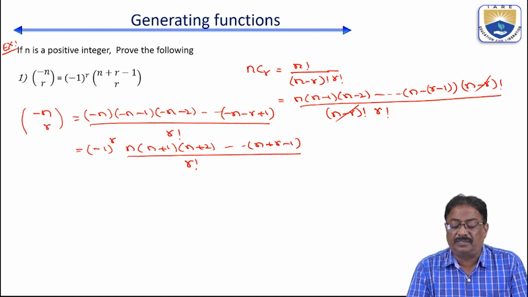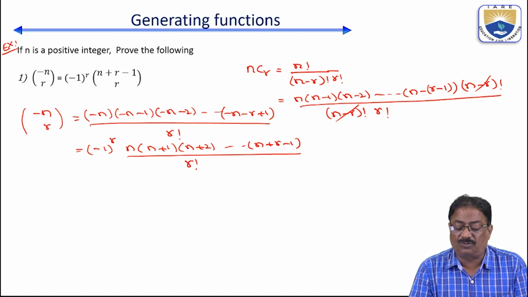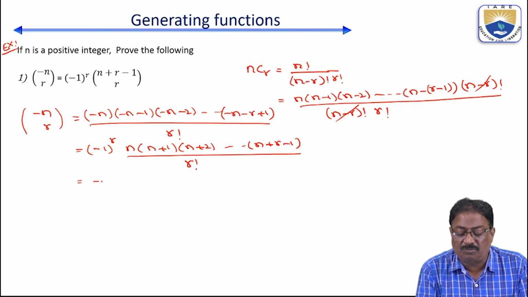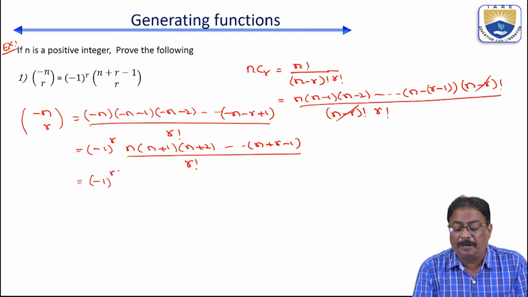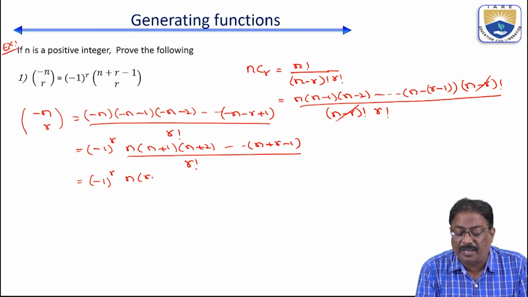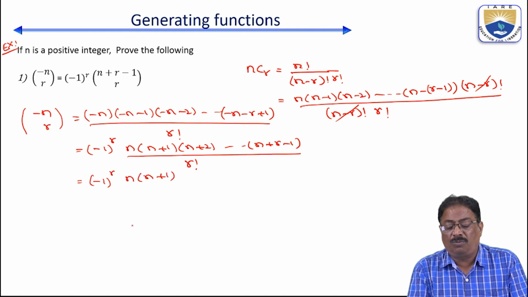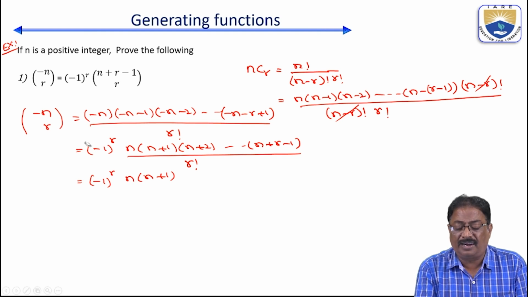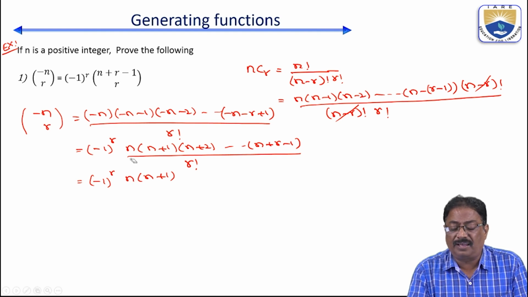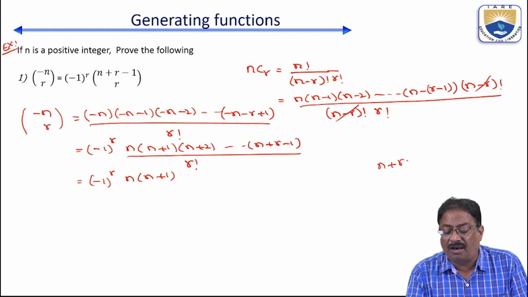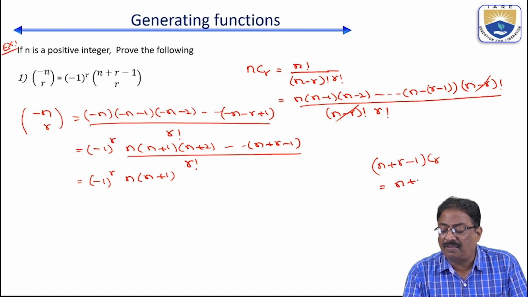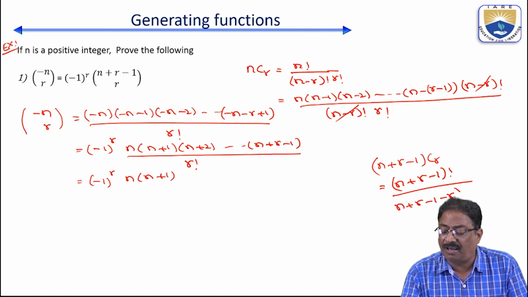So this I am going to get: n plus r minus 1, and you observe this is minus 1 to the power of r. Then in this I am going to write n into n plus 1. So I can write this directly as n plus r minus 1 C r, which is n plus r minus 1 factorial by n plus r minus 1 minus r factorial into r factorial.